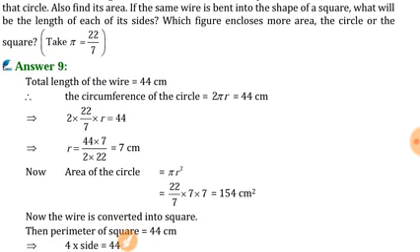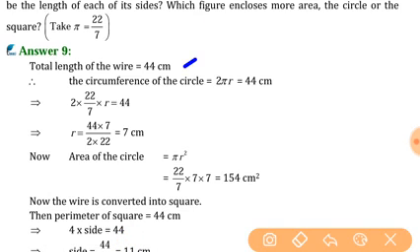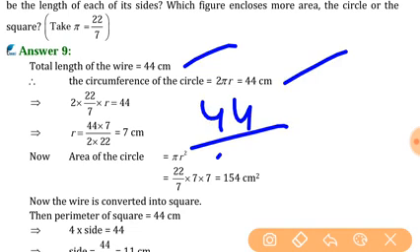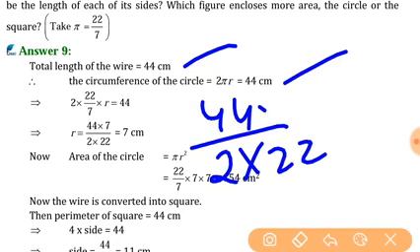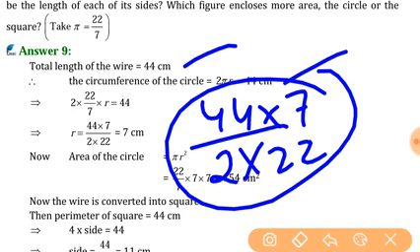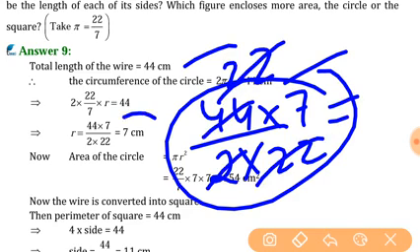Take pi as 22/7. Total length of wire is 44. Circumference is given as 44. So radius becomes 44 divided by 2 into 22, and the 7 goes to the numerator. If you simplify, you will get 7 centimeter, because 2 ones are 2, 22 ones are 22, so 7 remains, 7 centimeter.